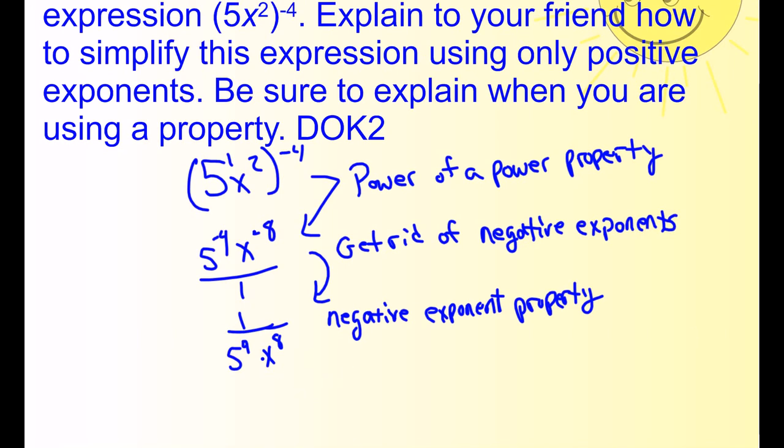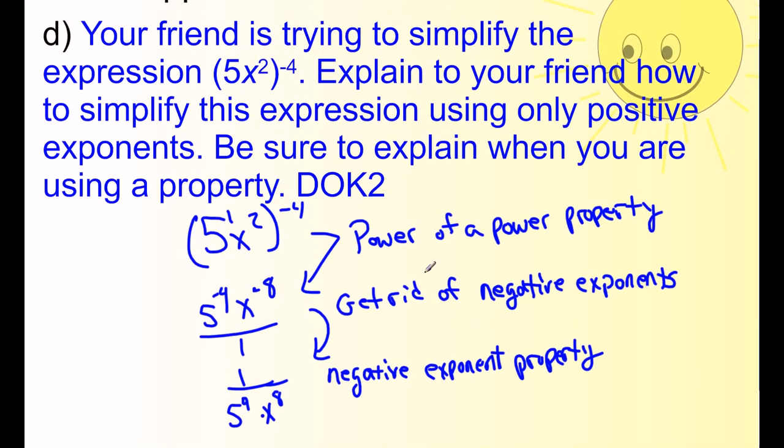And I think we did everything we needed to do. Let's see. It said, your friend is trying to simplify the expression. Explain to your friend how to simplify the expression using only positive exponents, check. Be sure to explain when you're using each property. So we use the power of a power property to get rid of the parentheses. We want to get rid of the negative exponents. We use the negative exponent property to move the powers to the bottom, and they become positive.